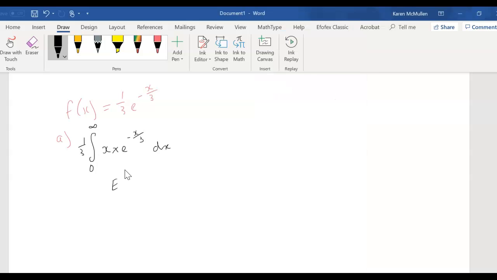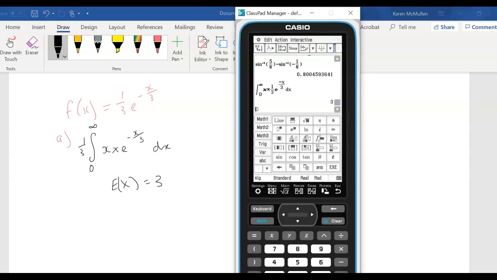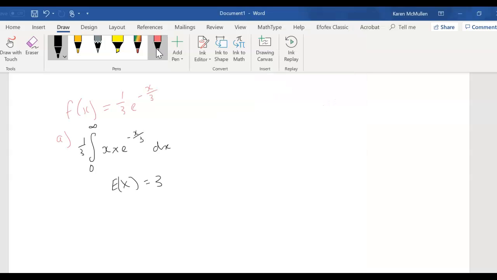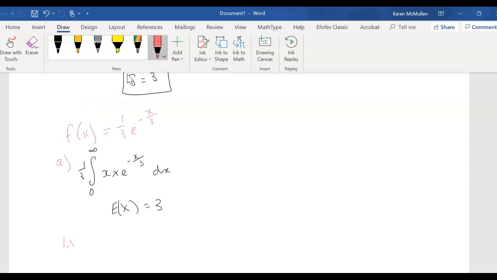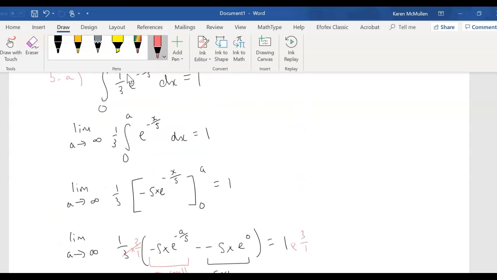All right, so the expected value is equal to 3. Sorry, I just checked my answer and you probably didn't see the calculator. So it's equal to 3. All right, so you don't need to be able to do that one by hand. And then B, we're finding the median from memory.